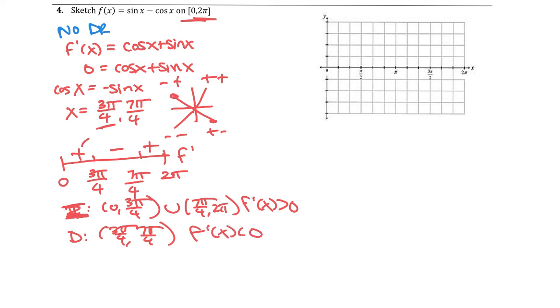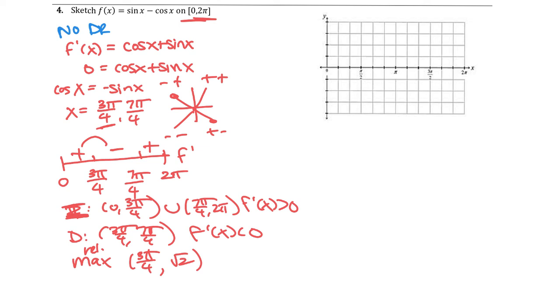And we have a relative max, increasing to decreasing. We have a relative max at 3 pi over 4. And if I plug in 3 pi over 4 into my original function, I'm going to end up getting the square root of 2, because what I'm going to get is root 2 over 2 plus root 2 over 2, which is going to be just root 2.